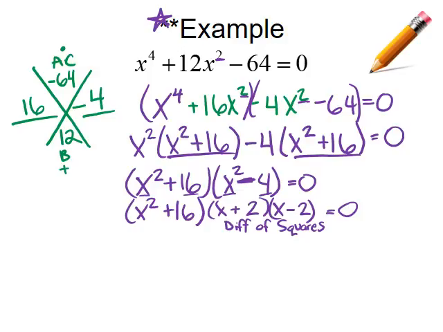Now I've simplified every set of parentheses as far as I can with the factoring rules that I know. So now I'm solving for x. So I'm going to take every factor and set it equal to 0.